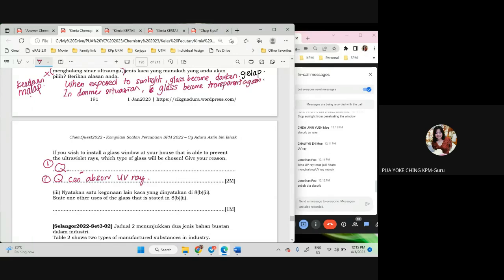So this is for you to explain the glass. Okay, when you have the sunlight, it will become darkened when in a dim light ataupun dimmer situation, keadaan yang malap ataupun when there is no UV ray, the glass will become transparent again. Okay, so prevent UV ray masuk is rejected.